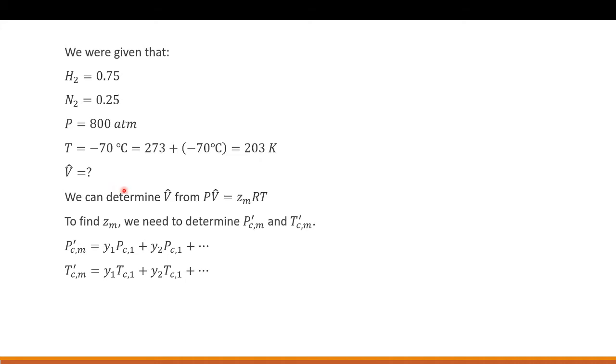We can determine the v cap from PV equals ZRT. Okay, but to find the Zm, we need to determine the critical pressure for the gas mixture, because we have hydrogen and we have nitrogen inside here.